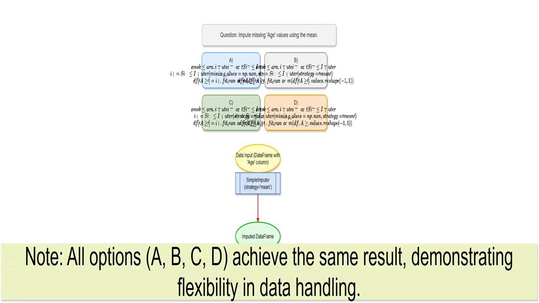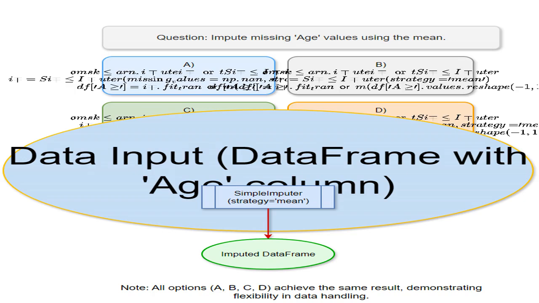The quiz demonstrates that there are multiple ways to achieve the same goal. All the provided code snippets correctly use SimpleImputer to handle missing data by using the mean imputation strategy. The variations are in how they format the input data for SimpleImputer. It's a matter of style and preference, ultimately achieving the same result. Pretty cool, huh? I'm starting with a pandas data frame that has an age column containing some missing values, represented as nan, not a number.